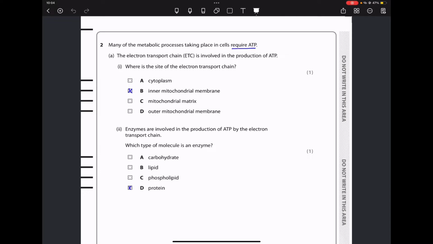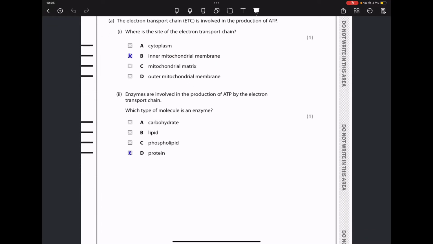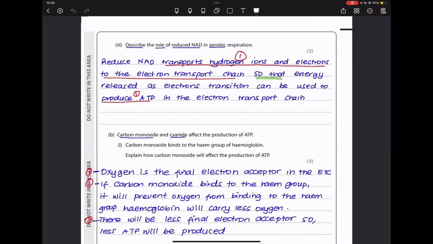In question 2, many of the metabolic processes taking place in cells require ATP. The electron transport chain is involved in the production of ATP. Where is the site of the electron transport chain? This is found in the inner mitochondrial membrane. The next part says enzymes are involved in the production of ATP by the electron transport chain. Which type of molecule is an enzyme? An enzyme is a protein.